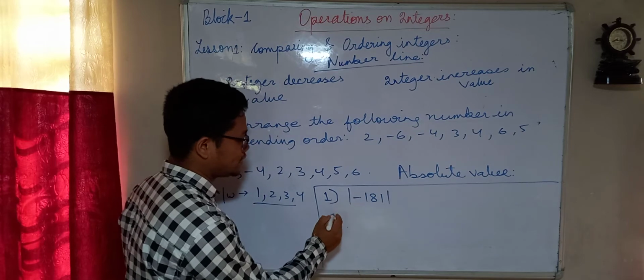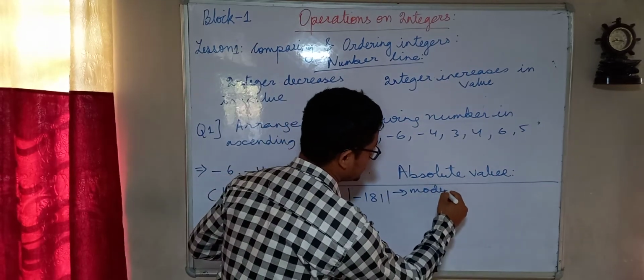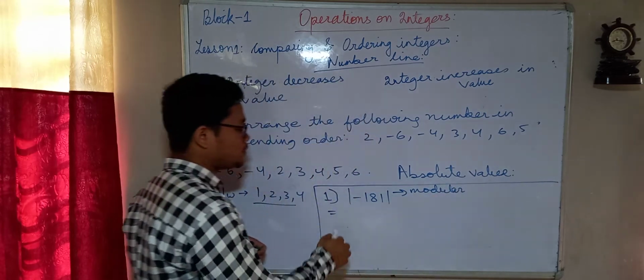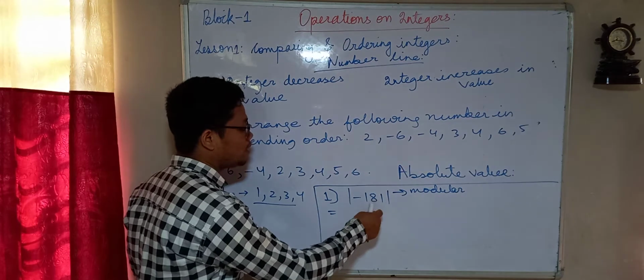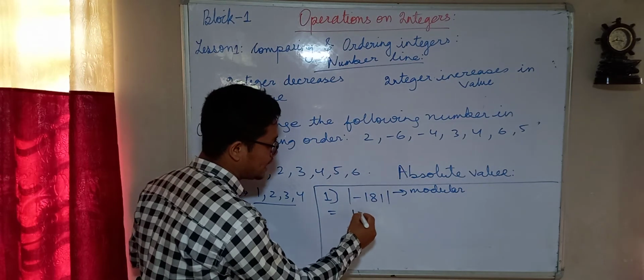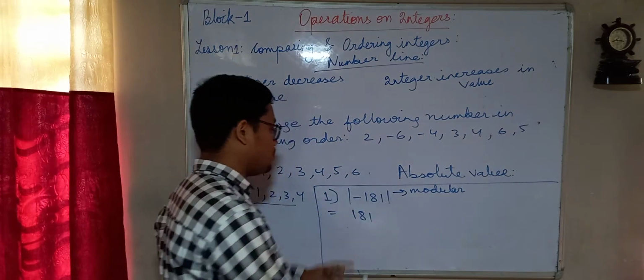Okay, and they will give you this kind of sign. This sign is known as modular sign. Whenever there is a negative number inside it, this will directly convert into a positive number if it is separated by a box like this.